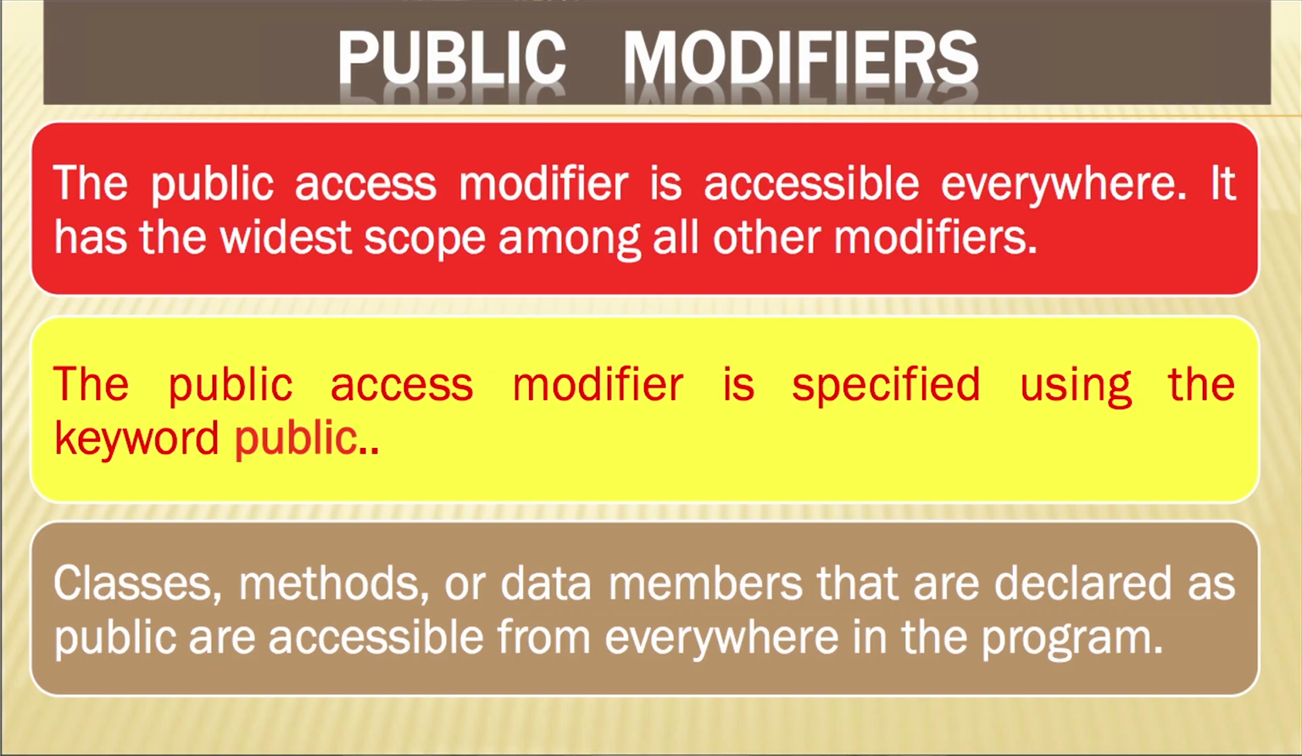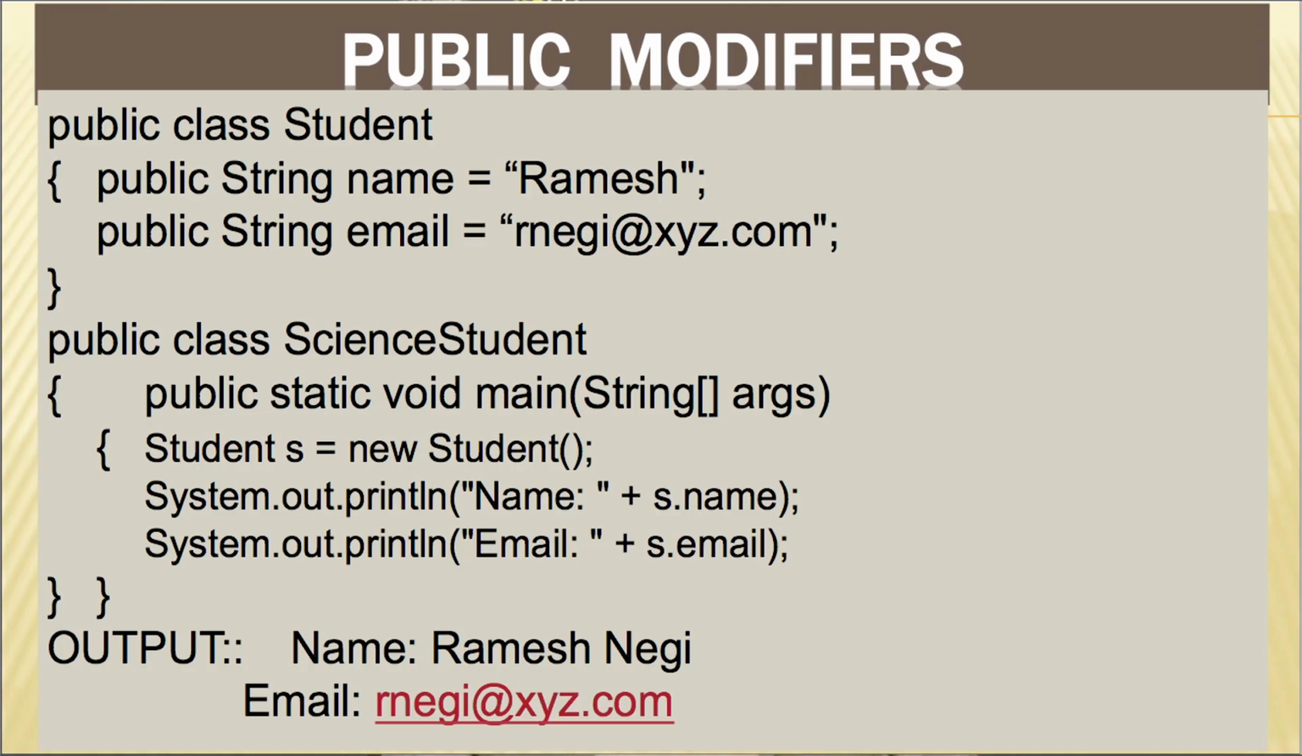This is the example of the public modifier where we have class Student. The class Student is a public class, and inside this Student class we have two variables, name and email, which are public also: public String name, public String email. And see the other class, which is also public, class ScienceStudent, with public static void main. So all the classes as well as the method are public here, so their access specifier is public.